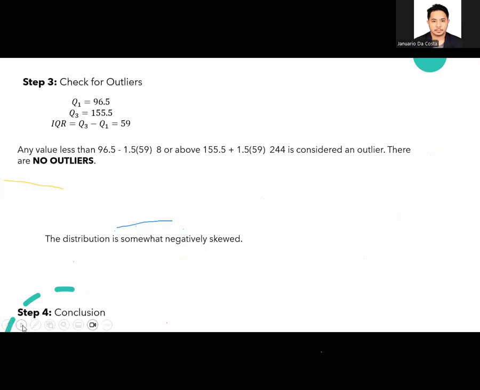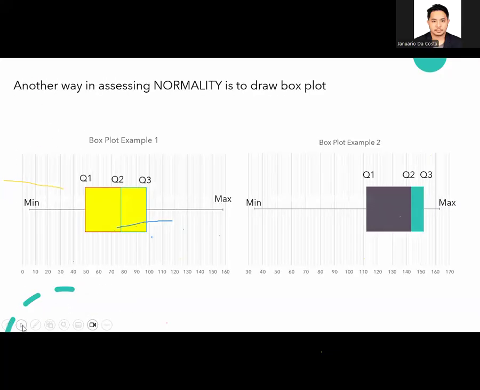Okay? So this is another way to check normality: to plot the box plot. I don't think I skipped that part. Yeah, it's fine.